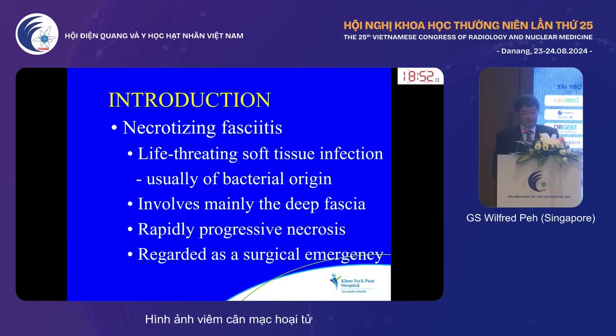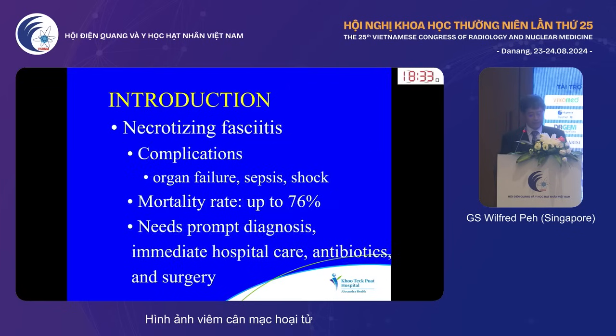Necrotizing fasciitis is a life-threatening soft tissue infection, usually of bacterial origin. It involves mainly the deep fascia of the limbs. It is a rapidly progressive necrosis and is regarded as a surgical emergency. So diagnosis is really important. It can result in complications of organ failure, sepsis, and shock with a high mortality rate. A quick diagnosis is important. Patients usually need immediate hospital care, antibiotics, and often surgery.